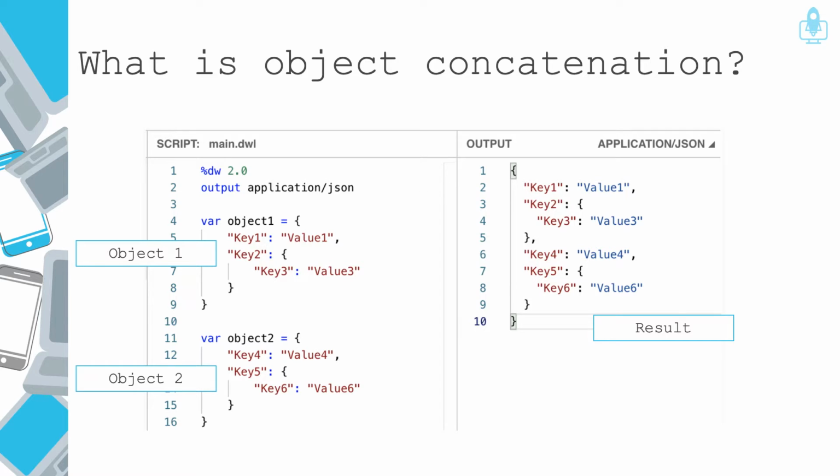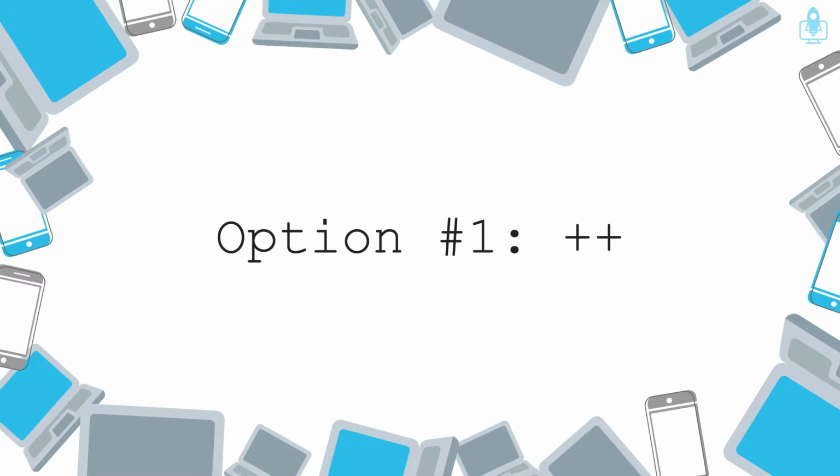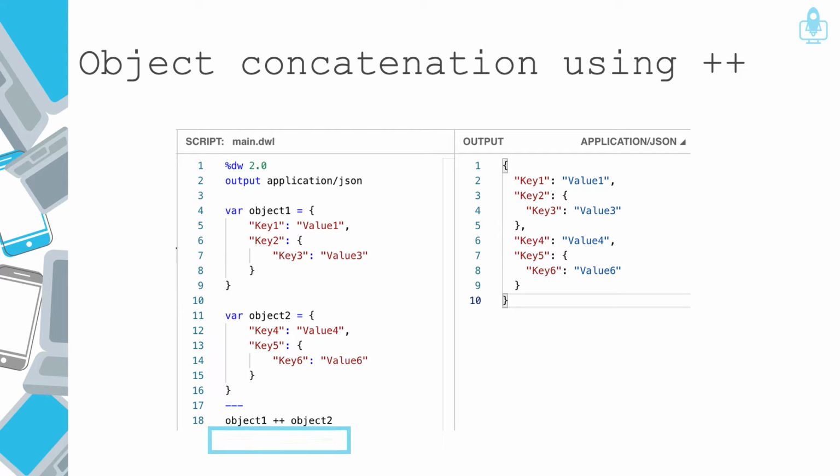So, let's talk about the 3 options that we have to achieve this. The most commonly used way to achieve object concatenation in DataWeave is a plus plus function. The code would look something like this. You can see why this is one of the favorites. It's easy to read and understand, and it's very intuitive. You just have to say object 1 plus object 2.